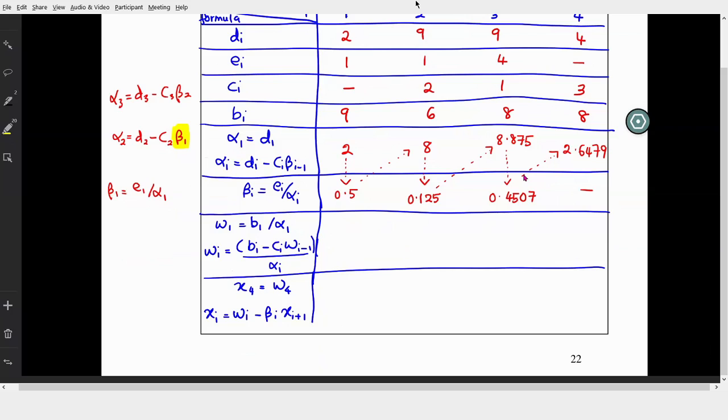Now, we move to the W. I call it W for simplicity. Omega is hard to pronounce. Okay, W. W1, the same as alpha. For W1, it has its own specific formula.